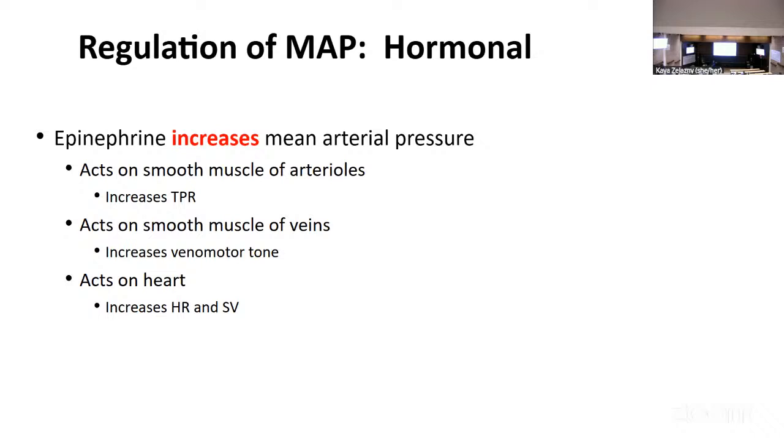Finally, epinephrine also acts on the heart. The heart also has adrenergic receptors that respond to epinephrine in similar ways to how they respond to our norepinephrine coming from the sympathetic branch of the autonomic nervous system. So epinephrine is also increasing your heart rate and stroke volume. So when epinephrine is present, we again see an increase in all three factors that contribute to our mean arterial pressure, right? So heart rate, stroke volume, and TPR are all going up here.